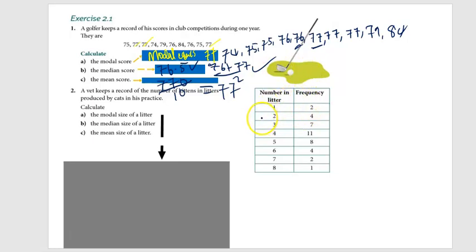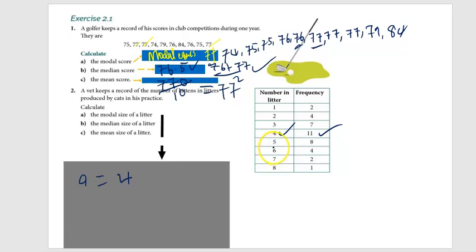And we can see the modal class. So we look for the highest frequency. It is 11, right? 11 is the highest frequency. So the modal class is going to be x equal to 4. The modal class is 4 because 11 has the highest frequency.